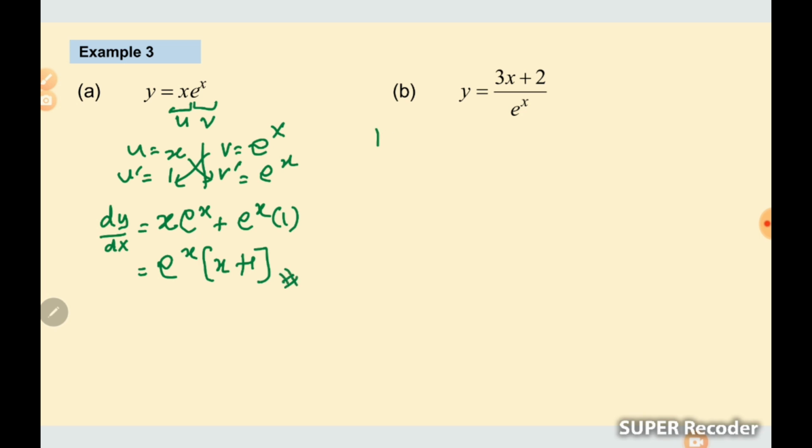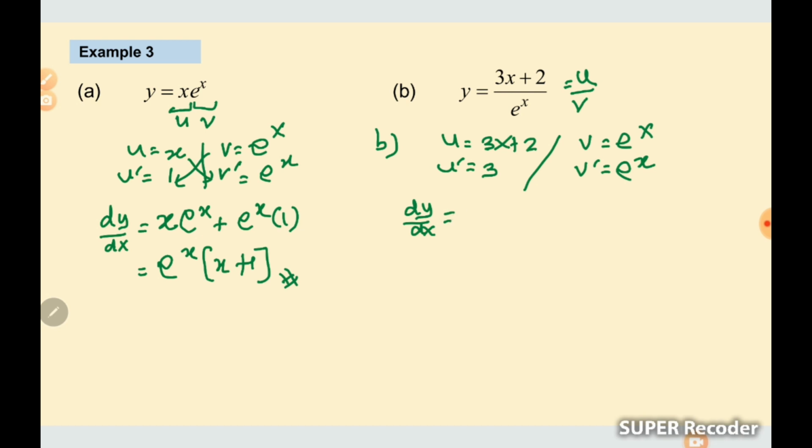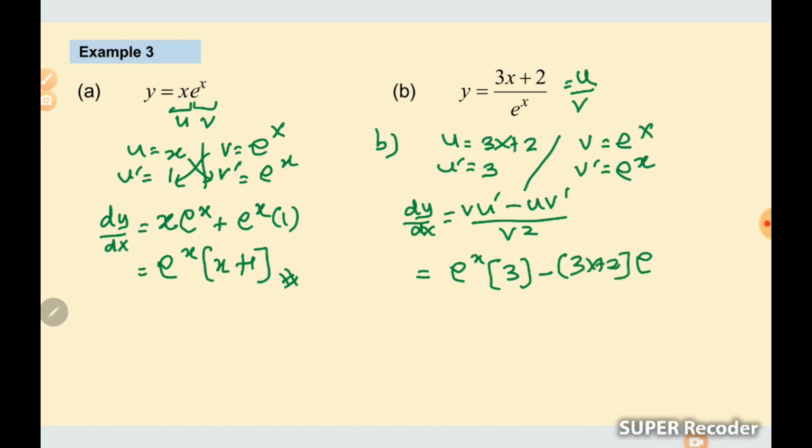Okay, what about b? We have the quotient rule here, because the numerator is u and the denominator is v. Okay, let's say you write first, u equals to 3x plus 1, so u prime equals to 3. Okay, v equals to e to the power of x, so v prime equals to e to the power of x also. So differentiate y, dy dx. The formula is v u prime minus u v prime over v squared. So now we substitute into the formula. What is v? e to the power of x. Differentiate u, u prime, 3. Minus, what is u? 3x plus 2. Differentiate v or v prime, e to the power of x. Then don't forget to divide by v squared. e to the power of x squared.